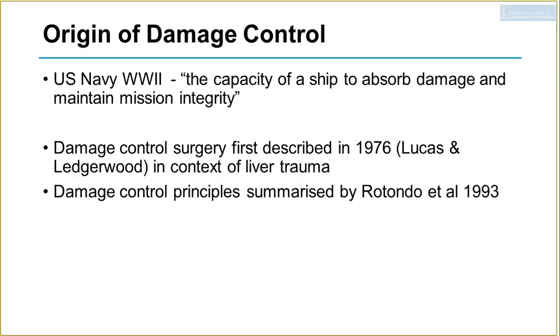Now, damage control surgery per se was first described really in the mid-1970s in the context of liver trauma, where they looked at the process of liver packing, which we went through last week, versus definitive liver surgery in context of trauma, and they found there were massive differences in mortality between just packing the liver and trying to do something fancy. Then this took a bit of time to get traction, and in the early 90s a paper by Rotundo in the Journal of Trauma kind of crystallized the concepts of damage control surgery per se.